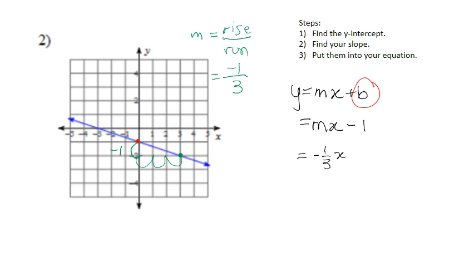An interesting thing to notice is this line is going down like this. But if you look back on our last slide, our line went up like that. So if it's a negative slope, the line's going to go down like this, but if it's a positive slope, it's going to go up like this one.